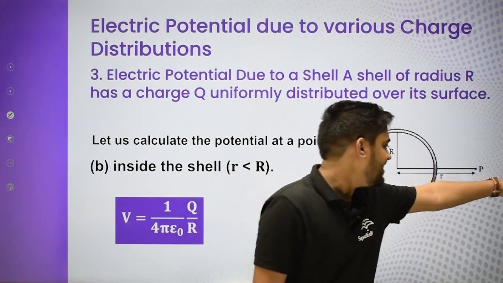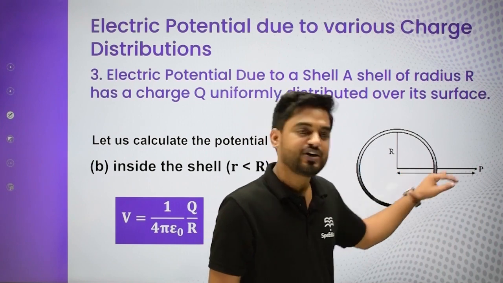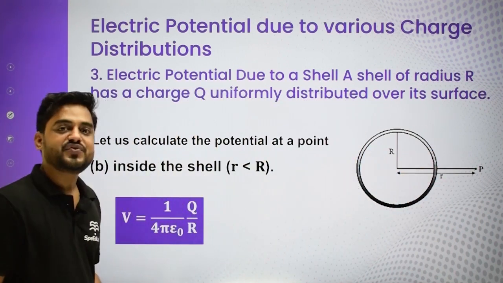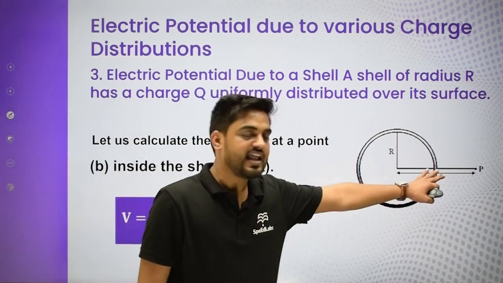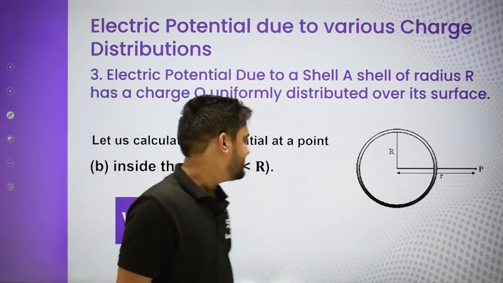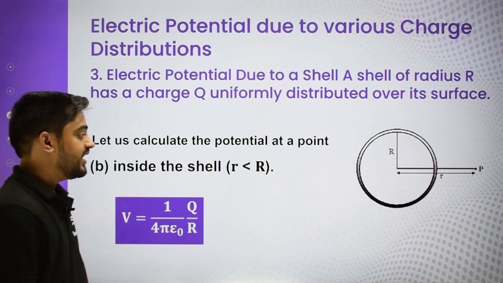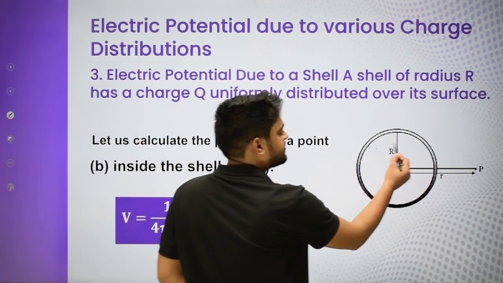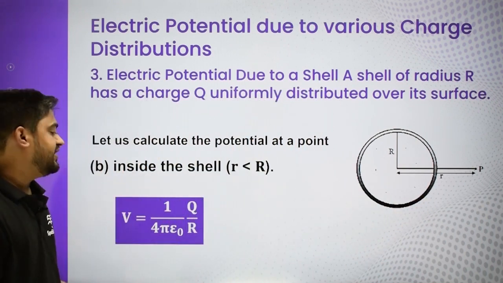So potential will increase all the way up to here, and then potential won't increase for this region. Potential will remain the same because there is no electric field against which we can do some work. So potential is nothing but kq by R, where capital R is the radius of the spherical shell, and this is the potential at the surface. For inside, potential remains the same at any point. You can take this point, this point, this point. Potential at all of these is nothing but kq by R only.